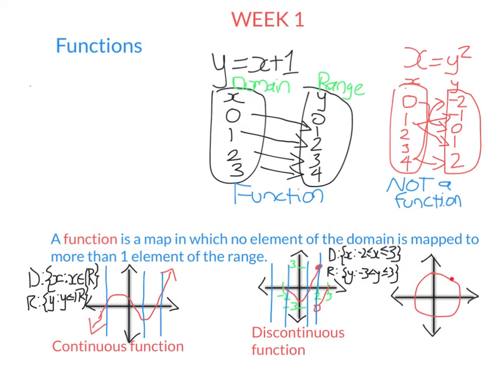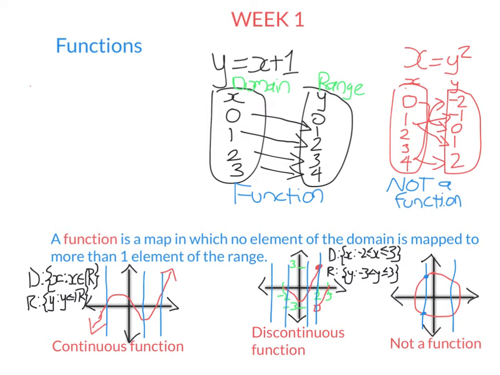So if we look at this last function here, it is not a function because it's possible for me to draw a vertical line like here or here that intersects the graph more than once. So this means it violates the definition here. There is an x value that is mapped to 2 y values. Even if you only have one such x value that's mapped to more than one y value, that's enough to say that it is not a function.